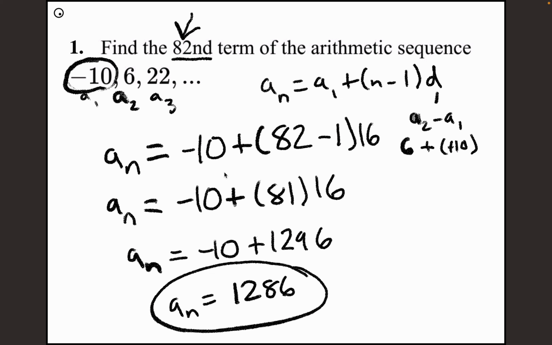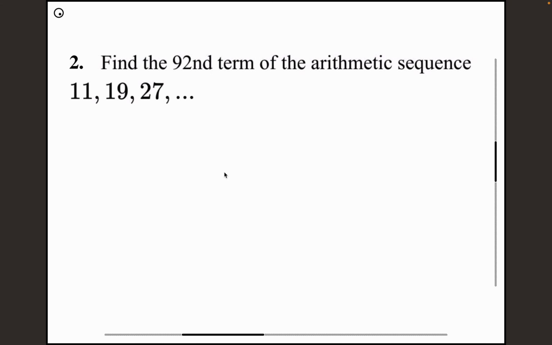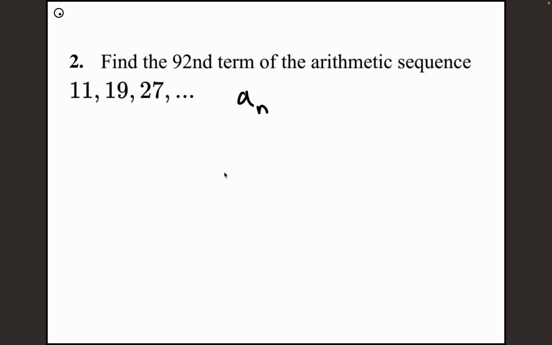Let's go ahead and look at the next one. All right, this one, we're finding the 92nd term of the arithmetic sequence. So again, to the side, I'm going to just write out the equation. I have an equals a1 plus n minus 1 times d, times that difference. First thing I'm going to do this time is find that difference.